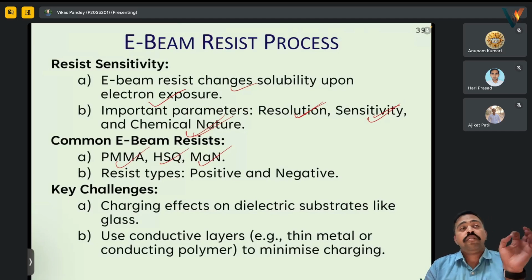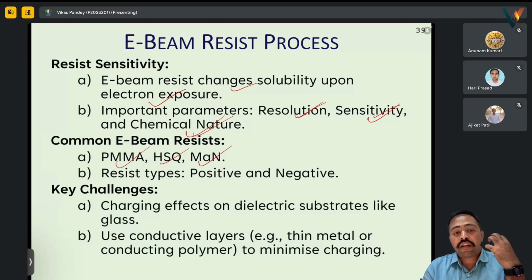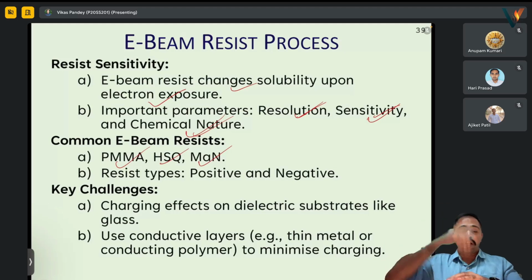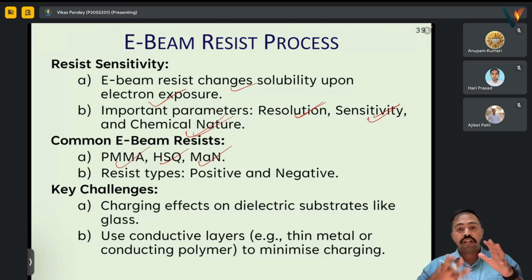The problem with such e-beam resist is the charging effect on a dielectric substrate. If you are doing it on a glass substrate, it is not conductive, so electrons will accumulate over it and it will get charged. If it is conductive, it's fine, because it will conduct from below, since it will have some electrode in it. But if electrons are accumulating over it, that is a problem. Okay.